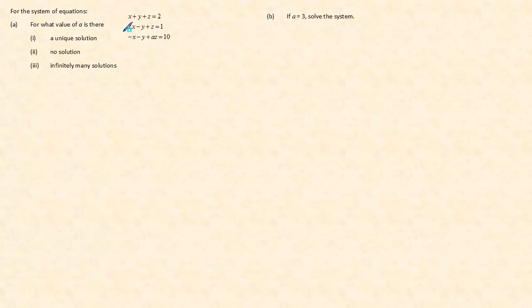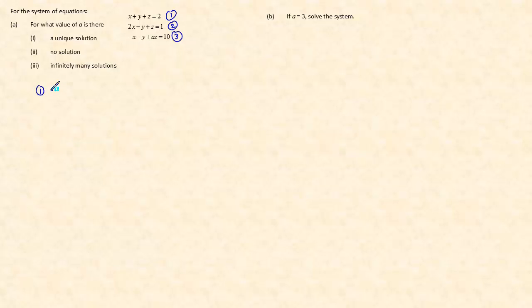For this system of equations, for what value of a is there a unique solution, no solution, or infinitely many solutions? Now, looking at the equations, the a is here multiplying the z, so when we eliminate it's best to use one of the other letters so that we don't get too algebraic. So let's go 1, 2, 3.